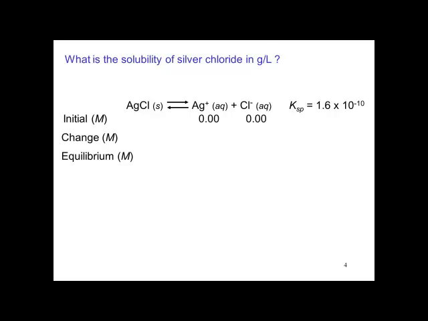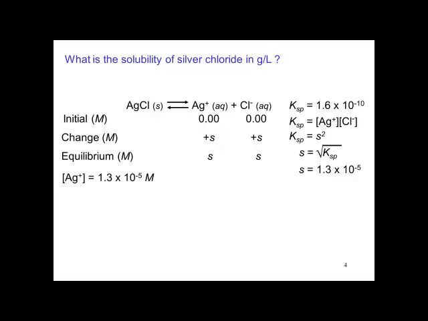Again, we do the ICE table. The initial concentration of silver and chloride ion is 0. The change we're going to call plus S. And at equilibrium, the concentrations will be signified by S. So the Ksp is equal to the concentration of the silver ion times the chloride ion. That equals S squared. S then will be equal to the square root of the Ksp, or 1.3 times 10 to the minus 5. The units are moles per liter.